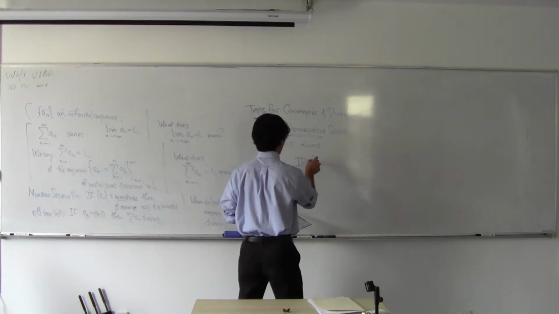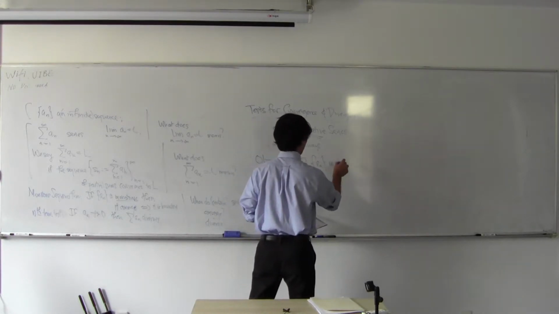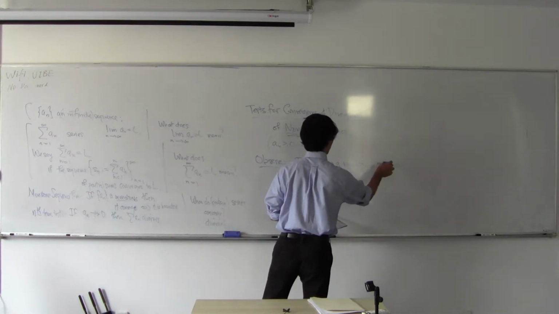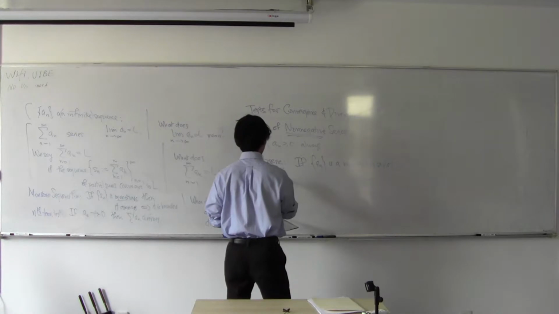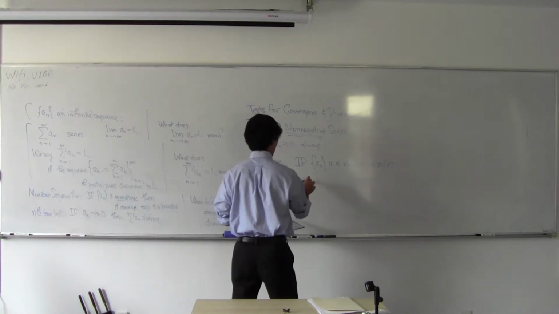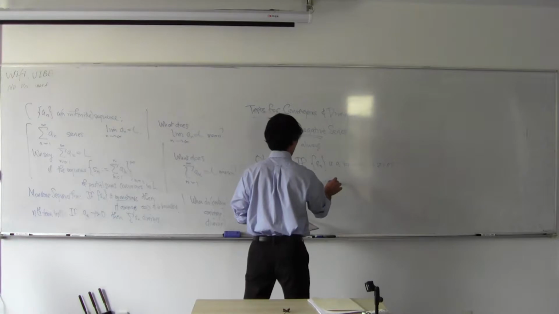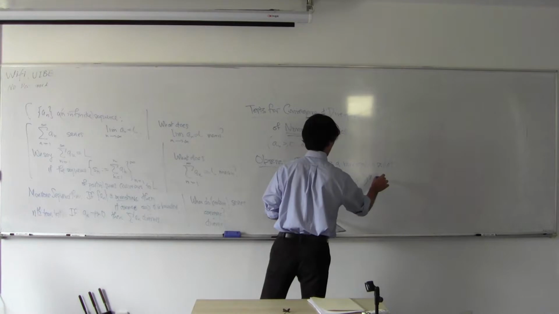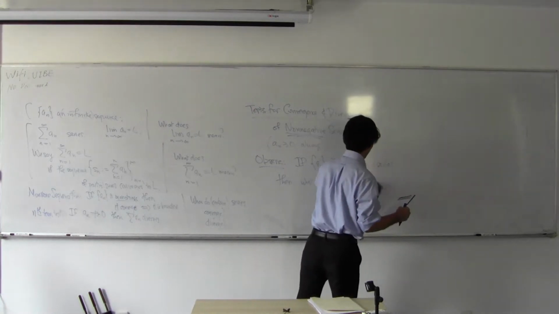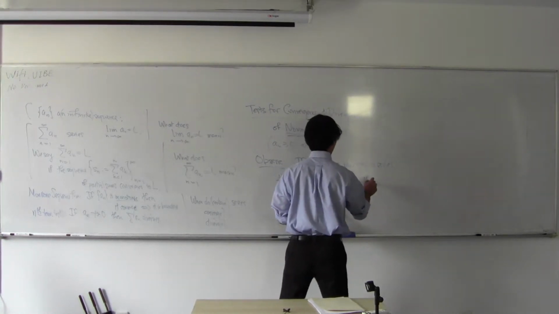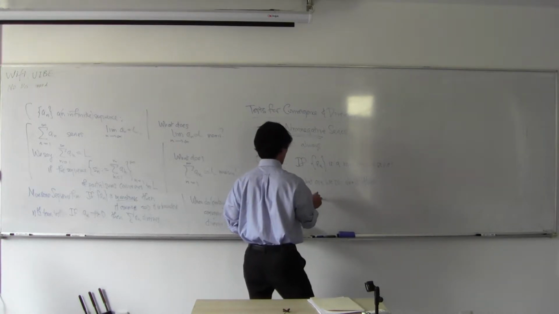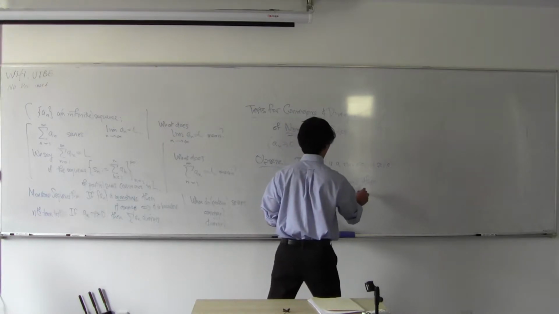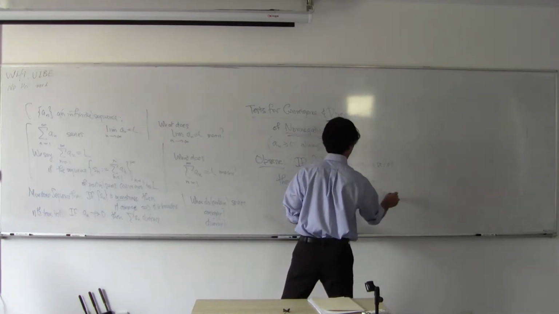If a sub n is a non-negative series, then what can we say about the sequence of partial sums of the corresponding infinite series?